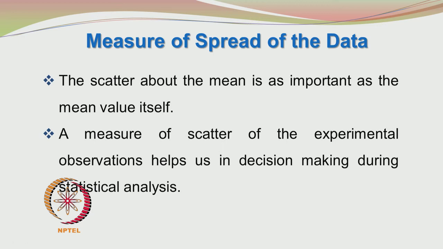It is very important for us to know the scatter about the mean value. It is as important as knowing the mean value itself. And the variability in the data is what influences us when we make decisions during experiments. The variance is the parameter which influences our decision making in statistical data analysis.